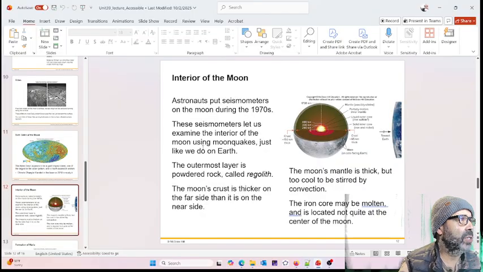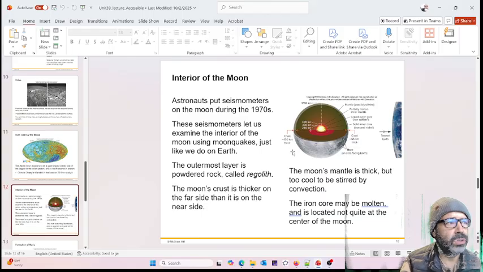In our missions in the 1970s, scientists left seismometers in there to measure moonquakes. Based on that, we have an understanding of the structure of the moon. On the side that is closer to the Earth, the crust is a thin crust, about 65 kilometers, versus the far side, which is more than double, almost 150 kilometers thick.